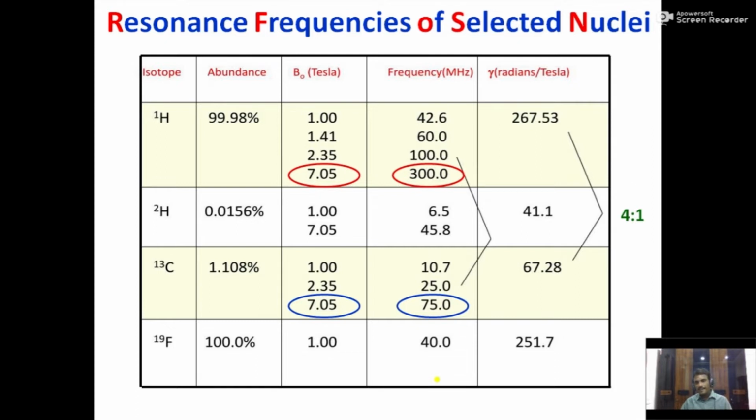As the gyromagnetic ratio is 1/4 in case of C13 compared to the proton, the frequency is also 1/4. You can see that the gyromagnetic ratio in case of hydrogen is 267.53, and the gyromagnetic ratio of your C13 nuclei is 67.28. So the ratio is 4:1.